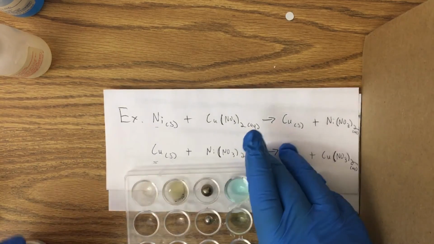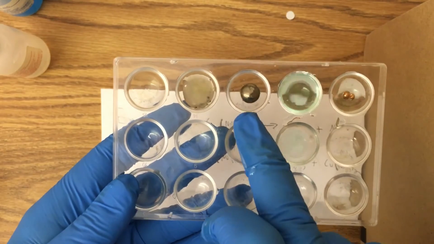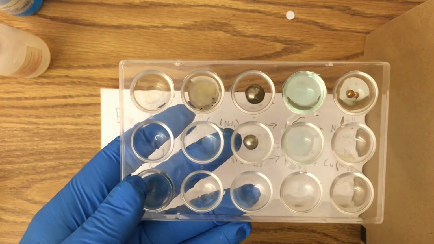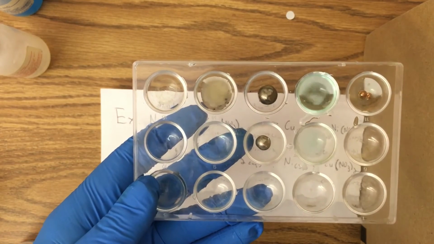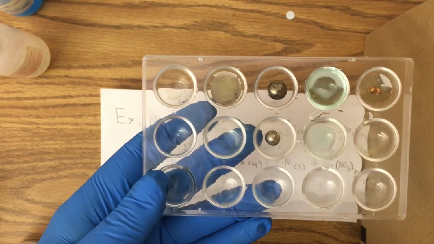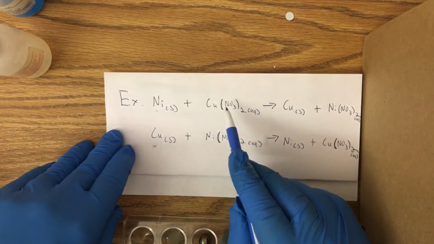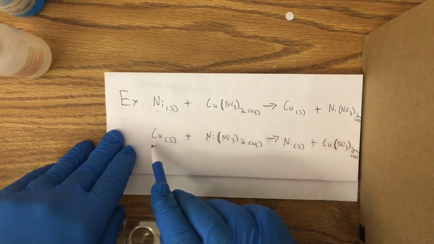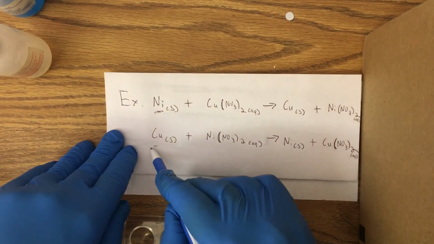If we look at these, we see one has that copper kind of brown sheen to it, and this one is completely silvery like nickel metal typically is. So this reaction, nickel with copper nitrate, was able to occur. This reaction was not. This proves that nickel is a more active metal than copper.